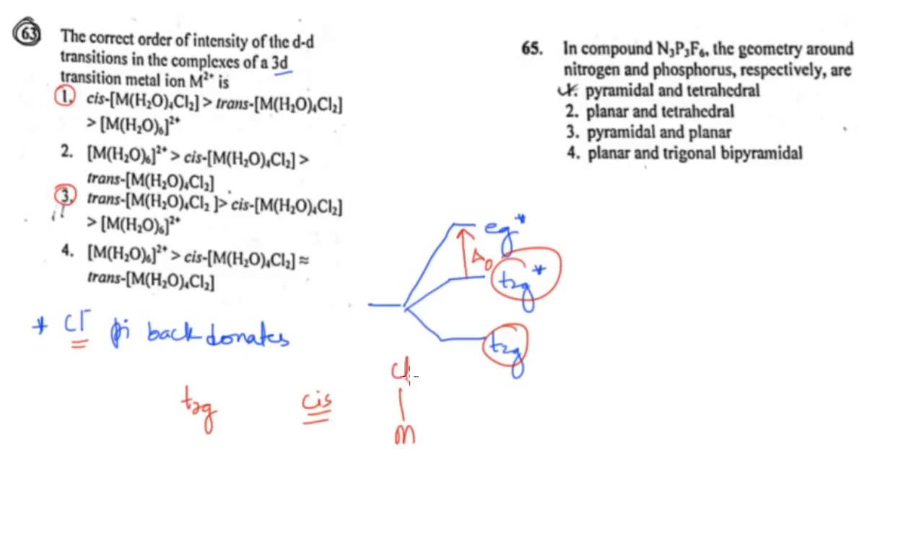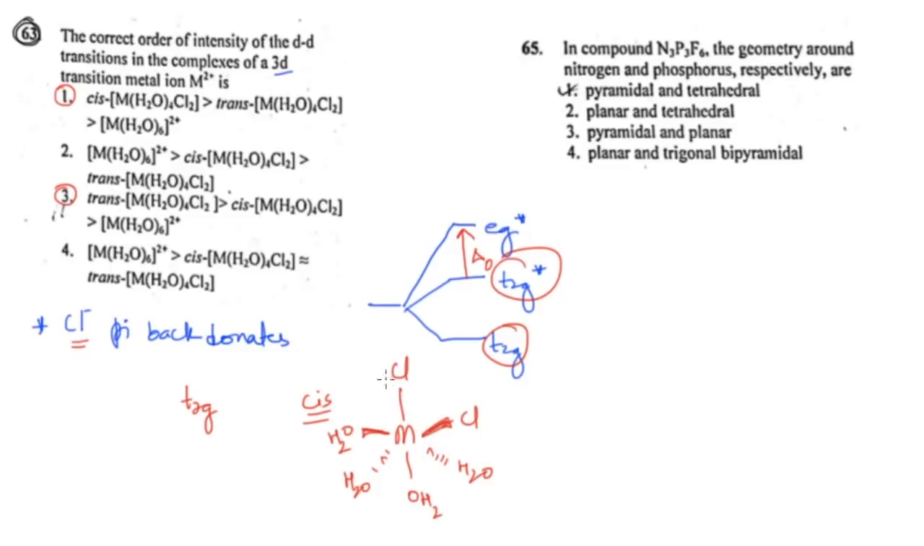So one of the chlorines is on the axial position, let's say, and one is on the equatorial position, and the rest are the water molecules you have. Okay, so like that you have. So this is how your cis complex will look like.